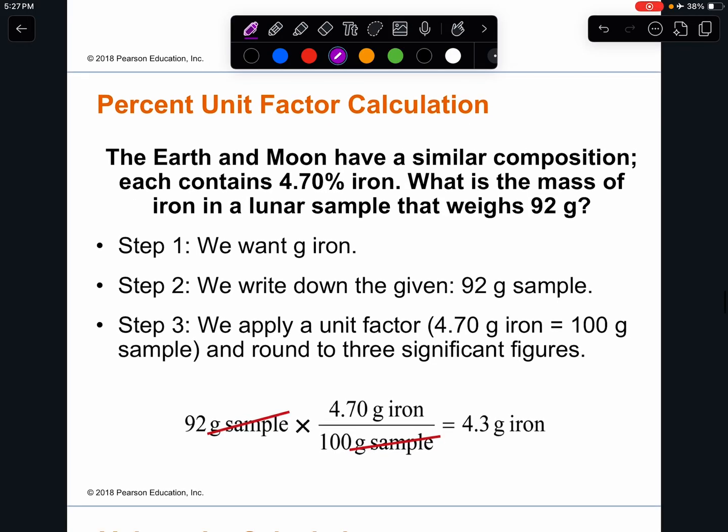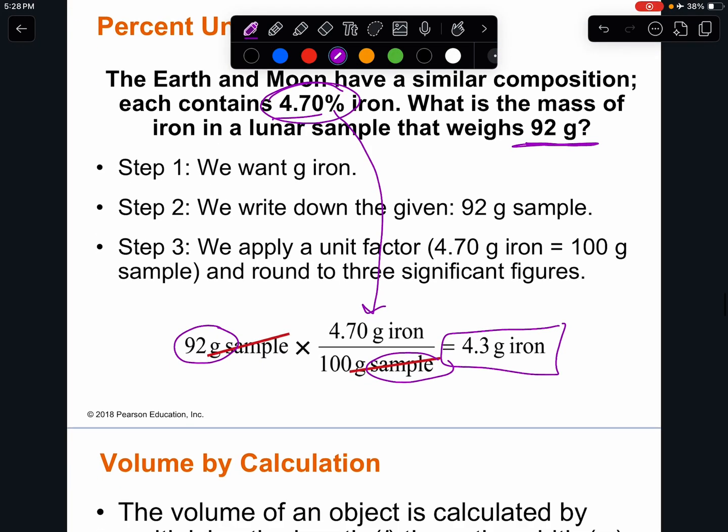So percent unit, you can use percents as a conversion factor here. So if we have 4.70% iron, what is the mass of iron in a sample weighing 92 grams? So if we start with our 92 gram sample and we have 4.70%, we can go ahead and put our sample on the bottom and the grams of the iron on the top. Well, that percent here can be then written as 4.70 over 100. So to do this math, we'd take 92 times 4.70 divided by 100 and get 4.3 grams of iron.